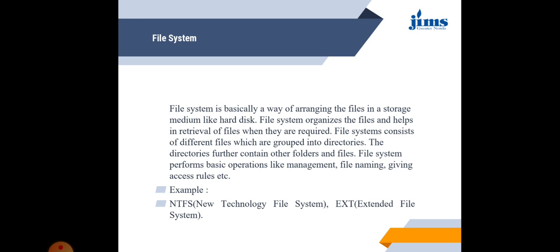So basically, the file system is just maintaining records on a hard disk. In a folder there are many files, and in computer language a folder is called a directory. A directory may be a child directory, root directory, or parent directory. These come under the file system. Examples of file systems are NTFS, the New Technology File System, and EXT, the Extended File System, which we use nowadays.